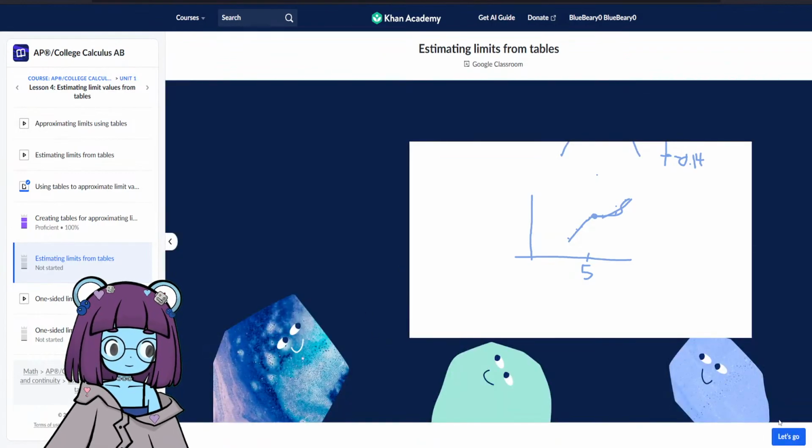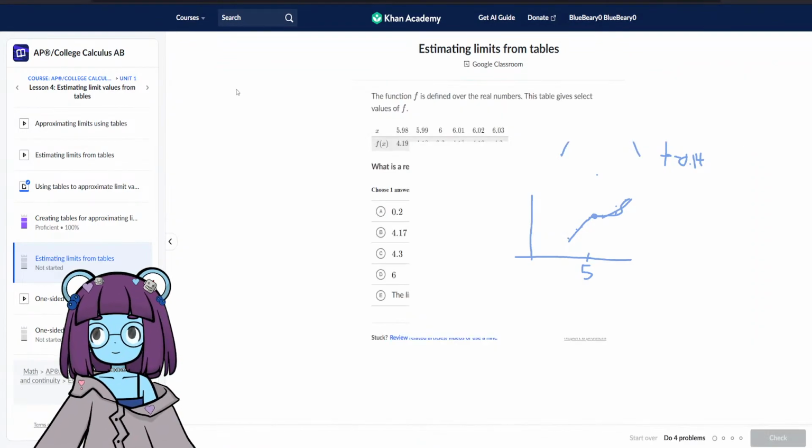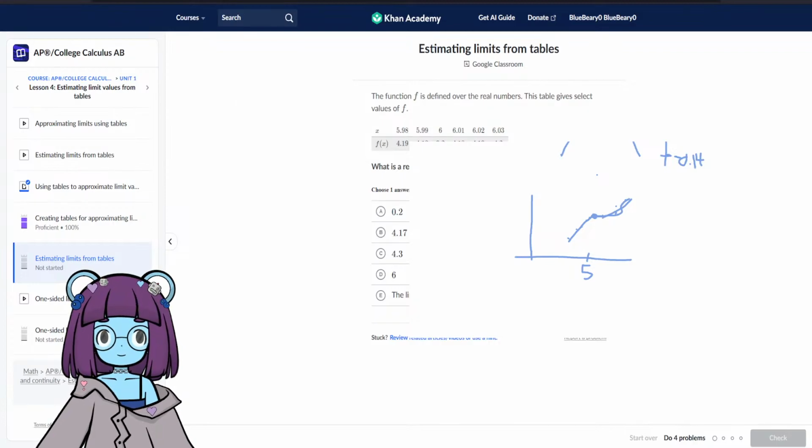Another exercise. Let's go. The function f is defined over the real numbers. This table gives select values of f. What is a reasonable estimate for the limit of f of x as x approaches 6? So, well, they said it should be in between this one and this value.